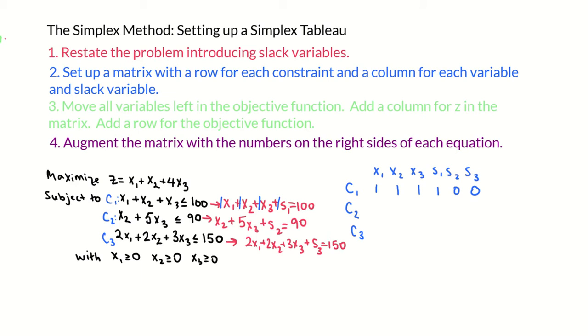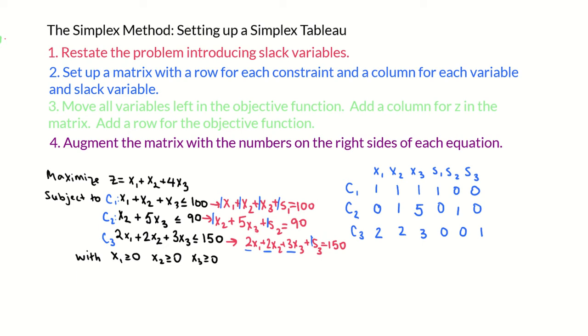In constraint 2, no x1 appears in the equation, so we'll put a 0 in the matrix there. We'll put a 1 for x2, a 5 for x3, and then a 1 for s2, a 0 for s1, and a 0 for s3 since those don't appear in the equation. Constraint 3, we'll put a 2 for x1, a 2 for x2, and a 3 for x3. There's no s1, there's no s2, and the coefficient of s3 is 1. Okay, so that's step 2, setting up the matrix.